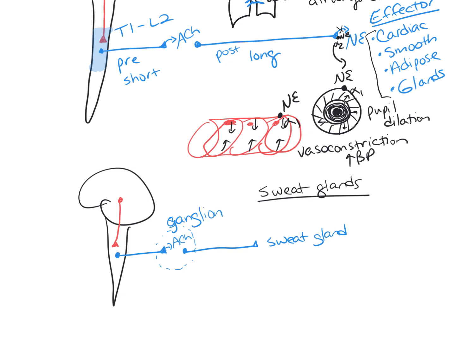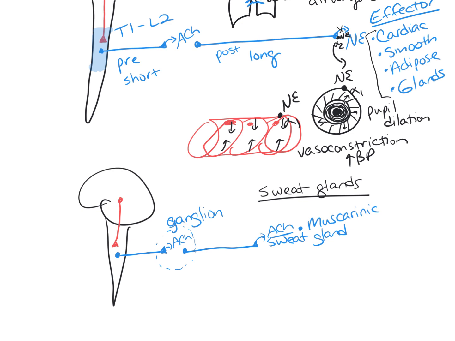The exception here is that the postganglionic neuron also releases acetylcholine, and it binds to a receptor called the muscarinic receptor on the sweat gland. So that's an exception. Norepinephrine isn't being released. Instead, acetylcholine is being released. There's another one that I want you to remember, and that's the adrenal medulla.